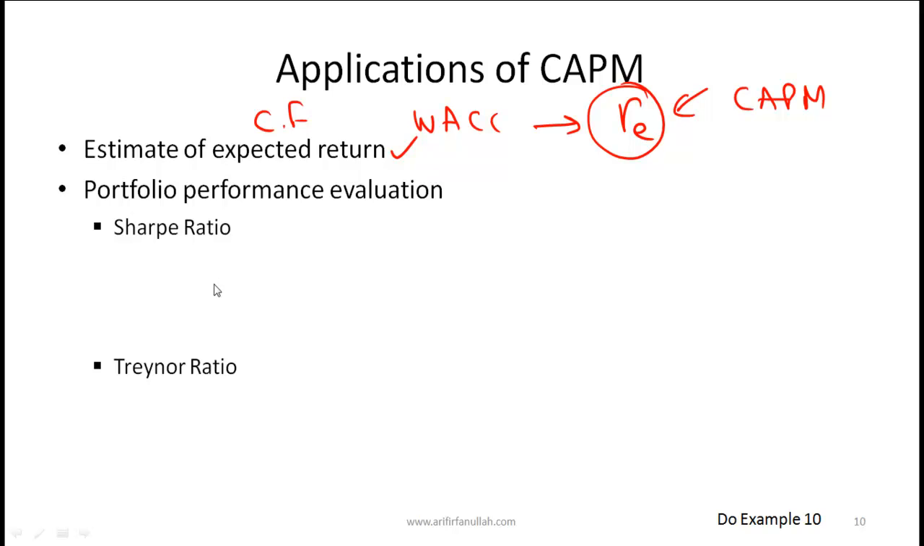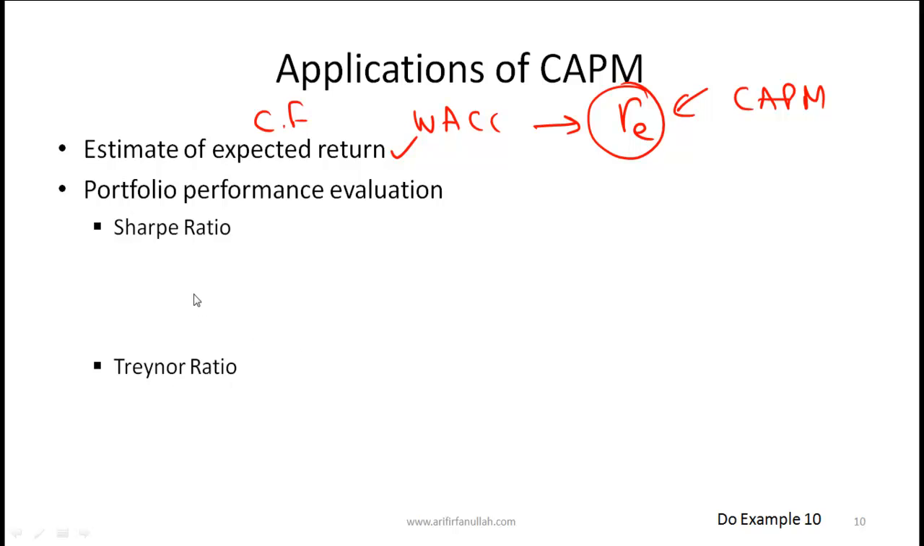Now in the curriculum, there's also a lot of discussion on 4 performance evaluation ratios: the Sharpe ratio, Treynor ratio, and 2 more that you will see on the next slide. So let's talk about each one of these ratios.